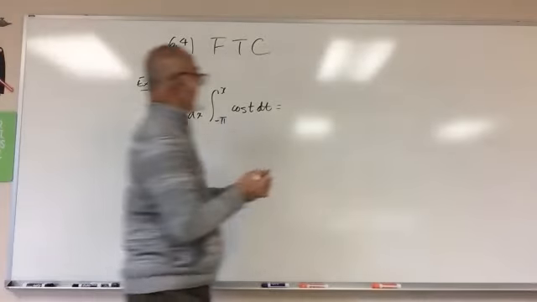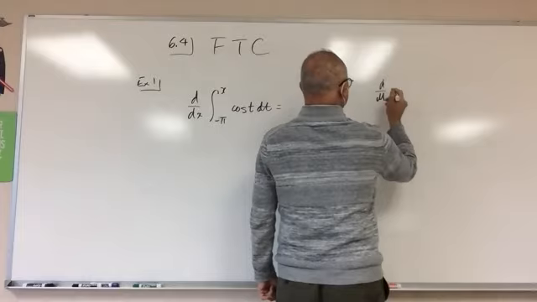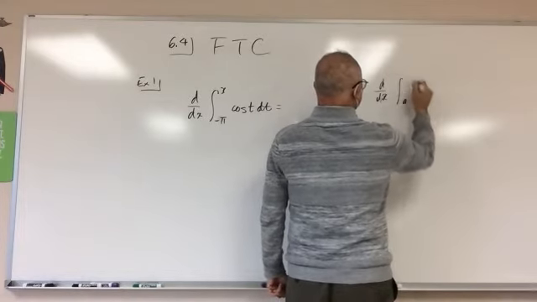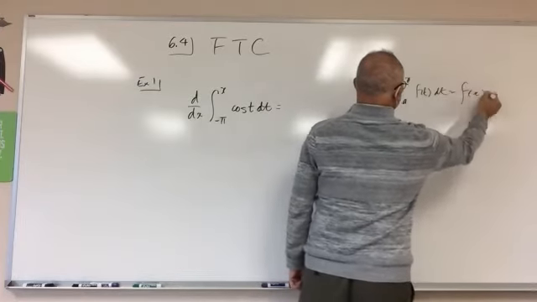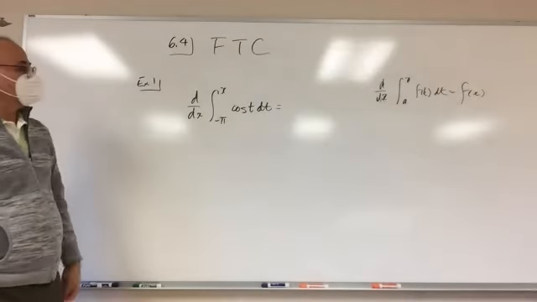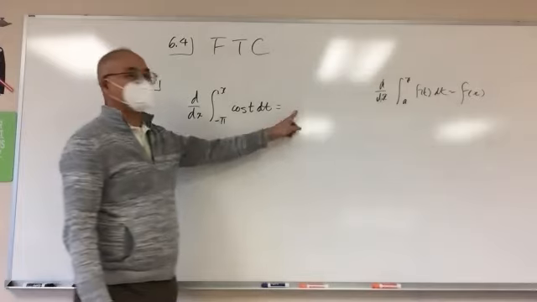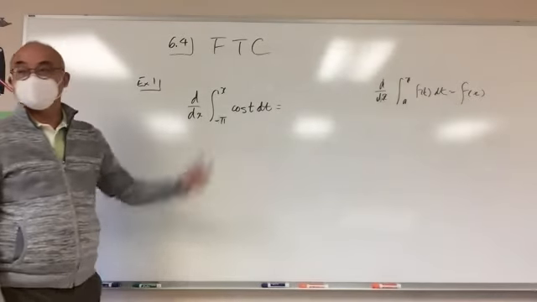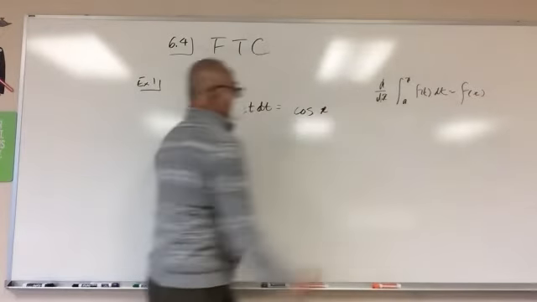Based on what we know, right? We know that part one of the FTC said that d/dx of the integral from a to x of f of t dt was equal to f of x. So do we have everything here? We have everything, right? So what should this be? Which would be cosine x, right? Just cosine x. The answer is cosine x.